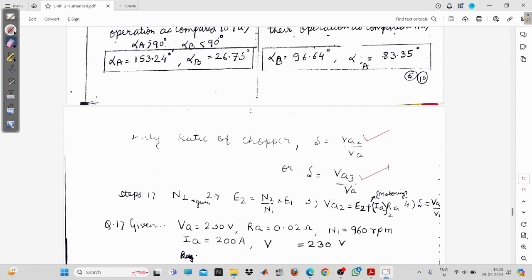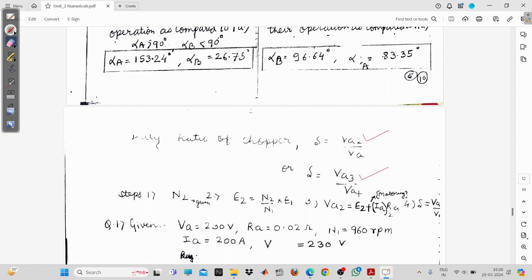So this is also the VA3. Basically, if you want to take the duty ratio of a chopper, delta will be equal to T1 upon T, or you can say it is the variable voltage upon the fixed voltage. Now the other things are the same, that is the back EMF is directly proportional to the flux and the speed. The flux is maintained constant as you are having a separately excited DC motor where the field and the armature winding are separated. Field winding is separately excited and armature winding is separately excited. So you can say that the flux is constant, which means that the back EMF is directly proportional to the speed.